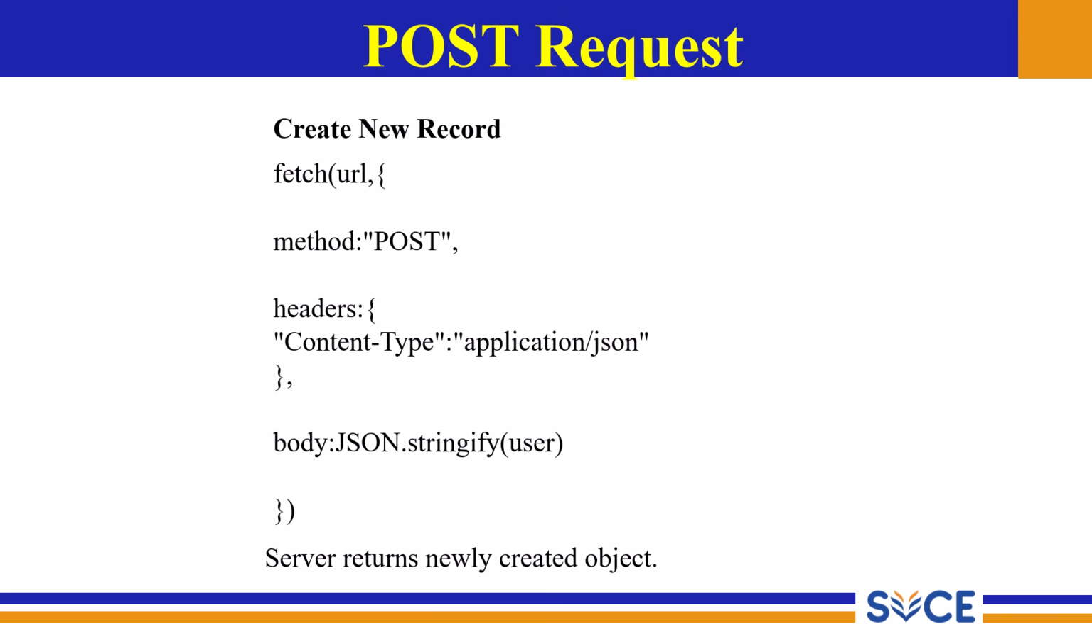React converts the object into JSON using JSON.stringify. The server receives it and stores it inside the database. Finally, the server returns the newly created object. Let's consider real examples: creating a new Amazon order, new student registration, new employee record, new customer account. All of these use POST requests.